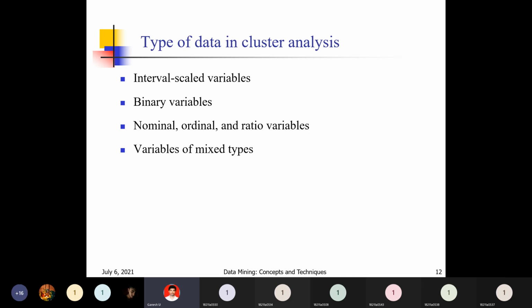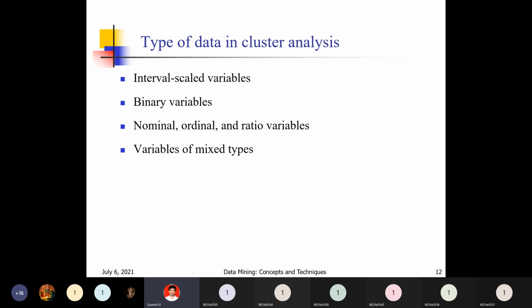Simple thing. In the data matrix, we will represent two different objects. But in our dissimilarity matrix, you will represent the data of only one single object, that is only one mode, one dimension here. Okay, so types of data in cluster analysis.